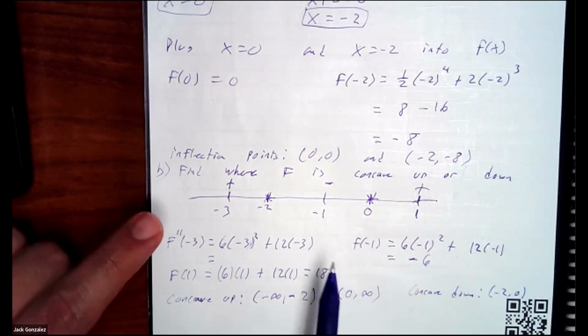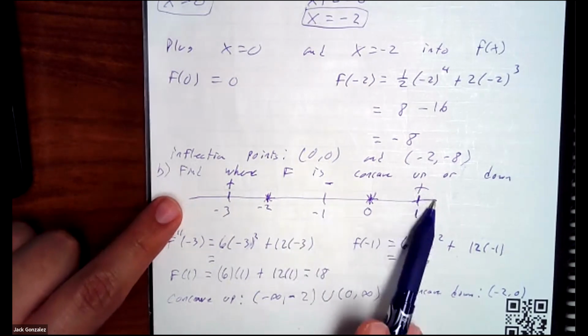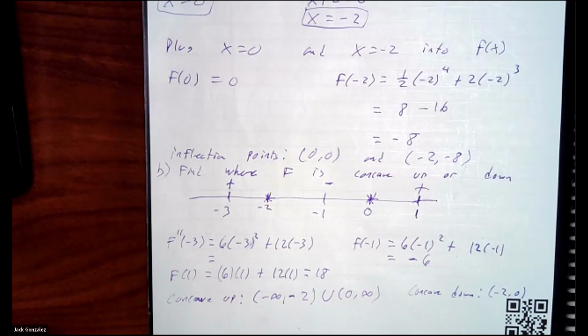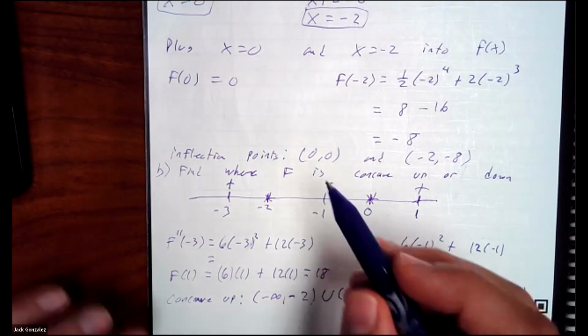Okay, so test before, after, in between, and then we got these intervals. That's all they asked for, I think. Part B was just find that. Part A was find the actual points, which we did. This was part A right here.